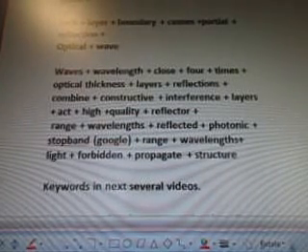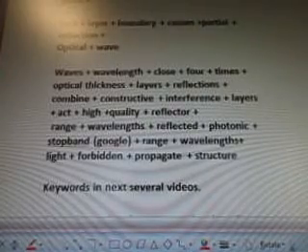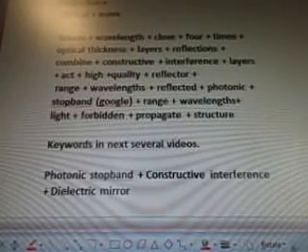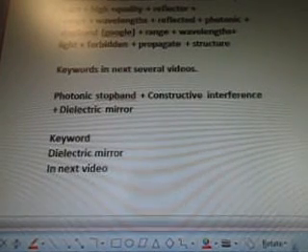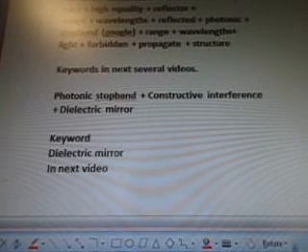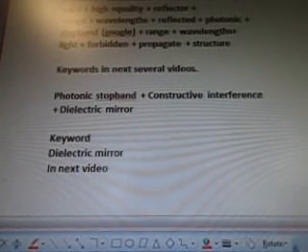photonic, stop band, which I'm going to Google. Range, wavelengths, light, forbidden, propagate, structure. Keywords in the next several videos will be photonic stop band plus constructive interference plus dielectric mirror. Keyword dielectric mirror I'm going to look at in the next video.